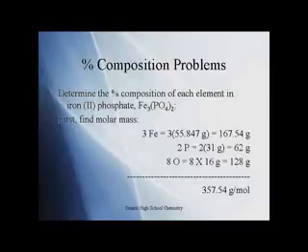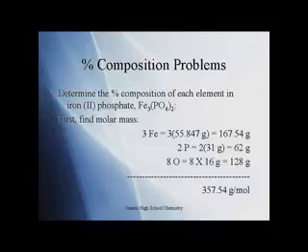We're going to determine the percent composition of each element in iron(II) phosphate, which is Fe3(PO4)2. In order to do this, first we want to find the molar mass. There are 3 irons, so we have 3 multiplied by 55.847 grams per mole of iron. That's found on the periodic table, which gives us 167.54 grams of iron in the compound.